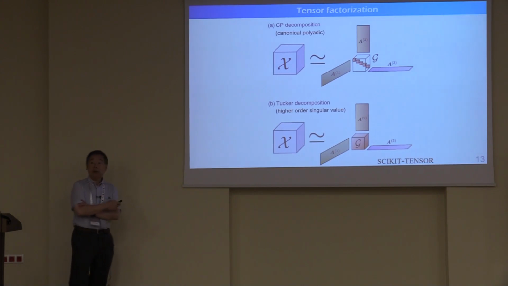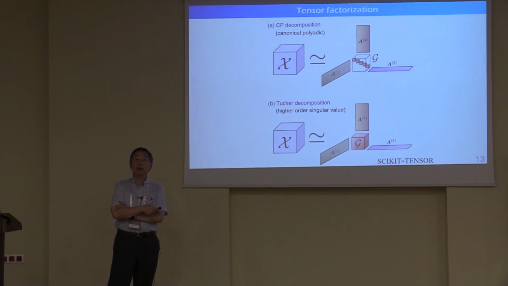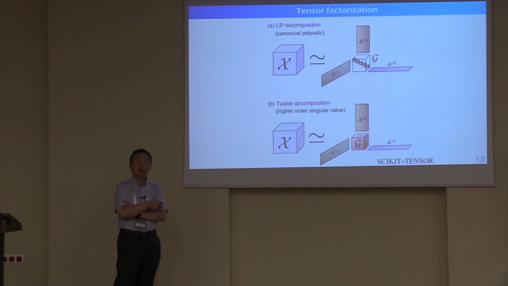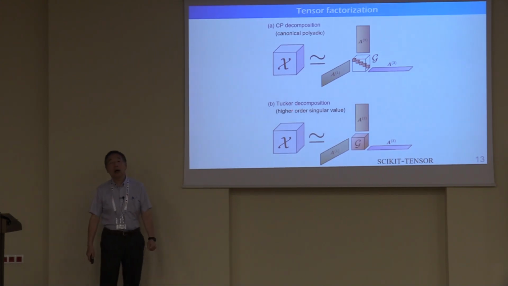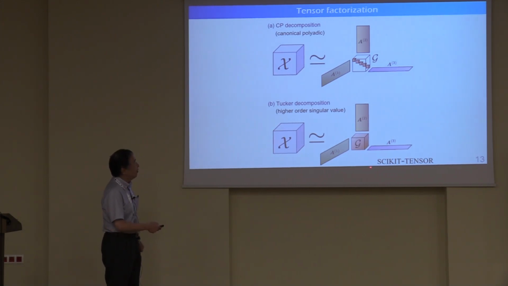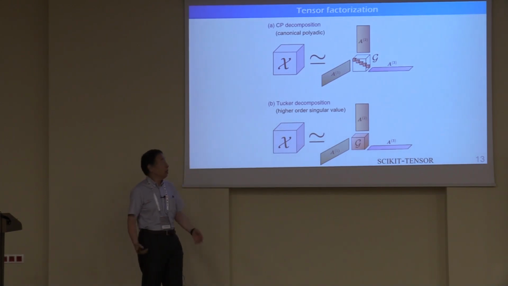For tensor factorization or tensor decomposition, there are many different techniques. Especially these days, it has become quite popular because of the emergence of big data analysis. There are many methods available, but among them, two methods, canonical polyadic and higher order singular value decomposition (Tucker) techniques, are thought to be quite useful. We tested both. By the way, they are available in open software called Scikit-Tensor, so we can just download and use them.